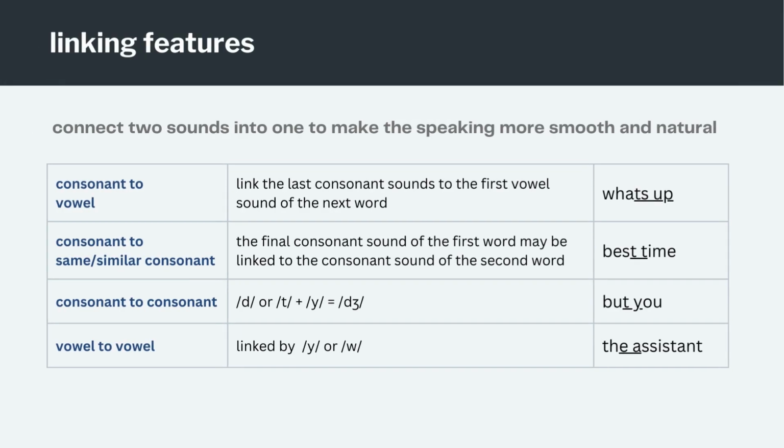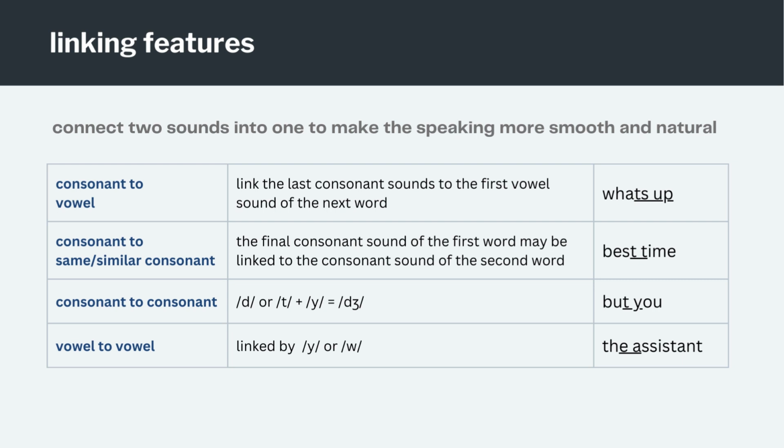Linking is when you connect 2 sounds into one to make the speaking more smooth and natural. Here are 4 very basic linking rules to start your pronunciation journey. Consonant to vowel linking. When a word ends in a consonant sound and the next word begins with a vowel sound, link the last consonant sounds to the first vowel sound of the next word.